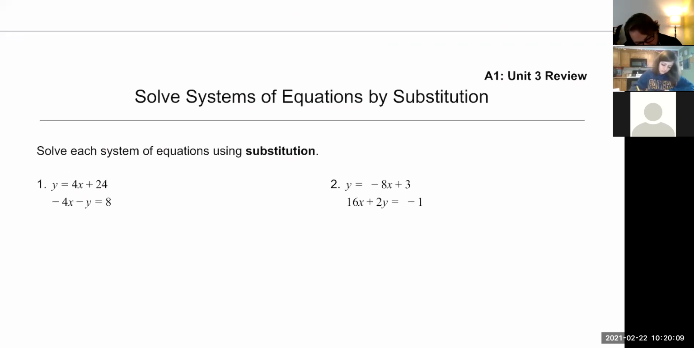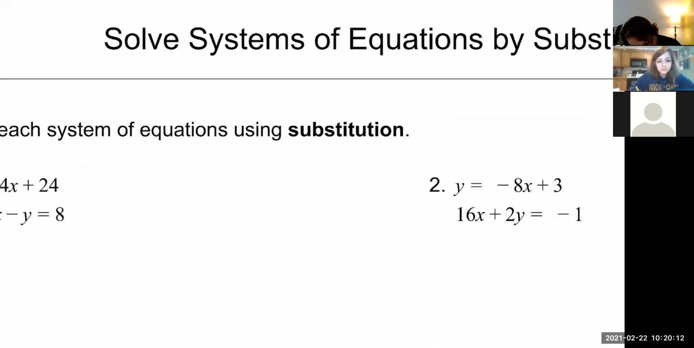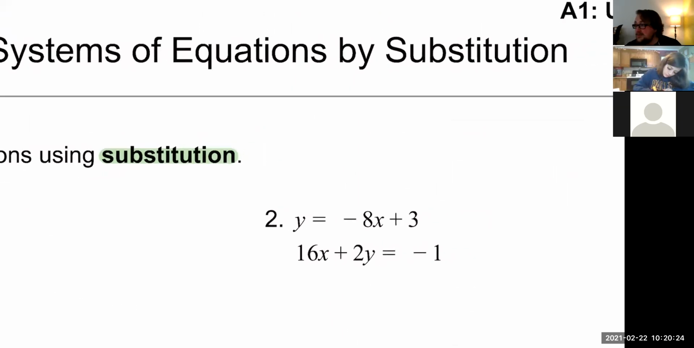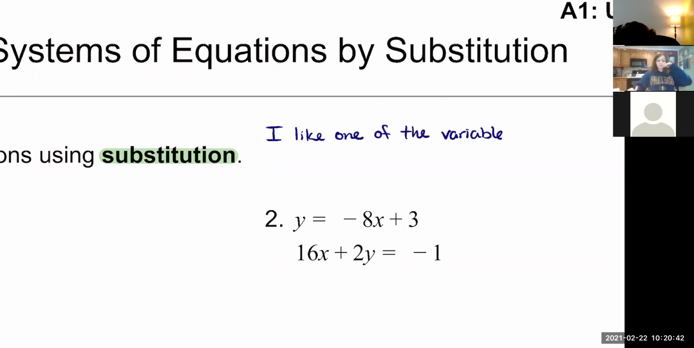So for substitution, a little comment I think I'm going to throw in there. Aside from the fact that it is specifically asking us to use substitution, I know that substitution is a good option when one of the variables is already by itself. So anytime you hear substitution, we should think, I like one of the variables already by itself.